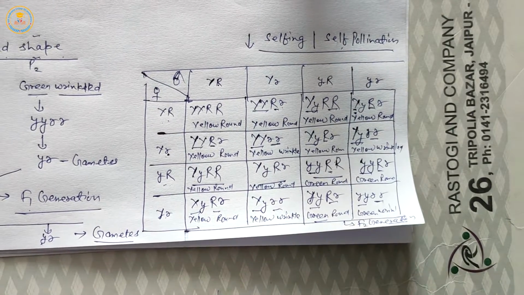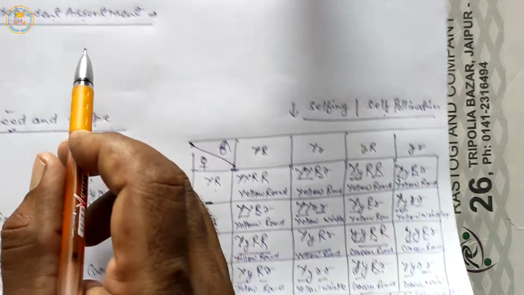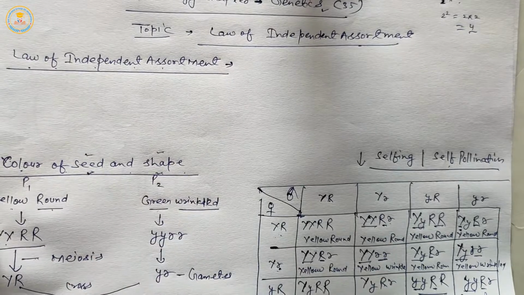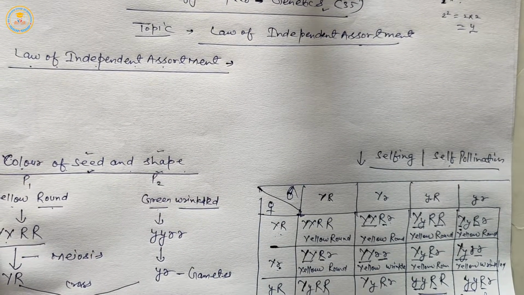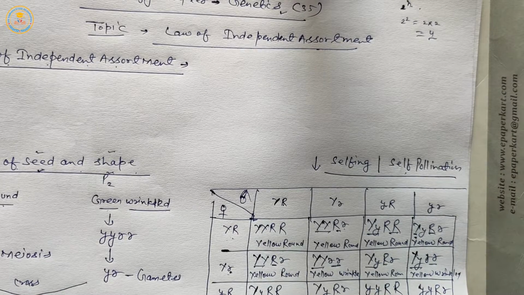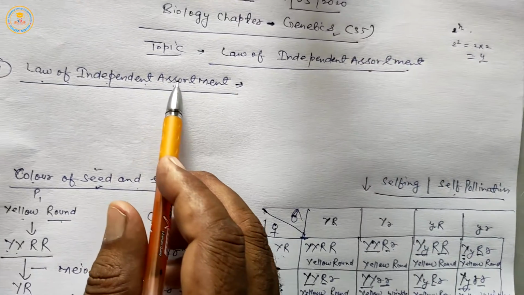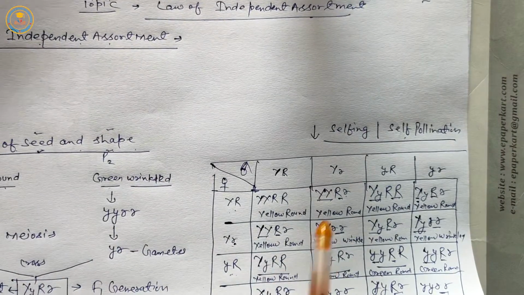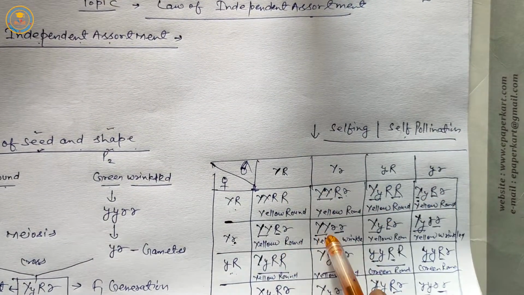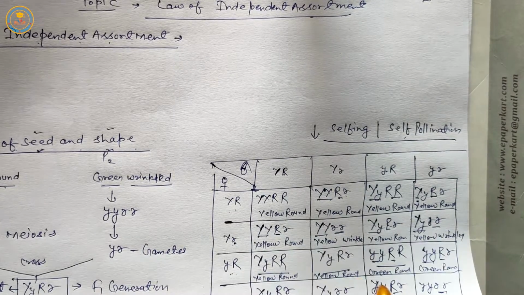Students, remember, in F2 generation of law of independent assortment, total 16 plants form. Once again, in F2 generation of law of independent assortment, total 16 plants: 1, 2, 3, 4, 5, 6, 7, 8, 9, 10, 11, 12, 13, 14, 15, 16.